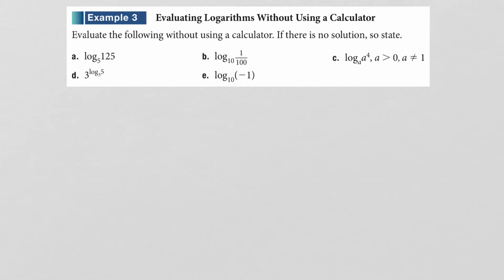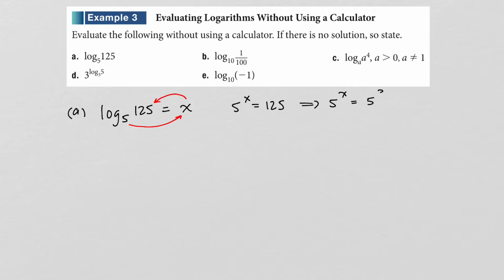Next, let's talk about evaluating logarithms without a calculator. So let's go through these examples. In the first example, we have log base 5 of 125, and we want to know, what does this equal? Well, let's call it x, and let's see if we can figure out what x would be. So we know that this means that 5 to the x power is equal to 125. But we also know that 125 is 5 to the 3rd power. So from this, it's pretty clear that x must be 3.